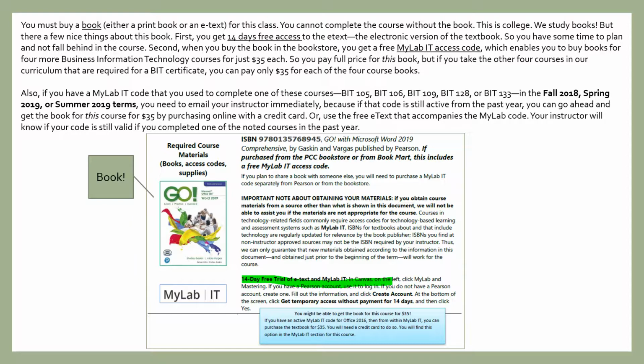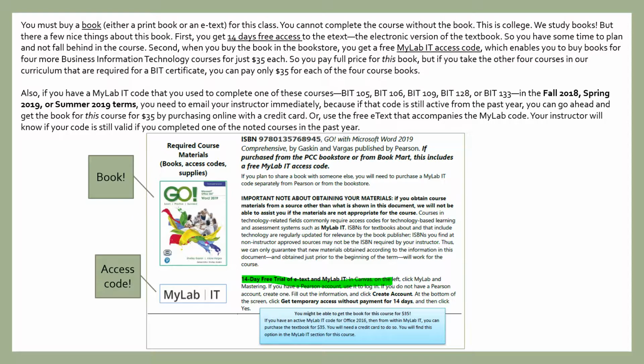Second, when you buy the book in the bookstore, you get a free MyLab IT access code, which enables you to buy books for 4 more business information technology courses for just $35 each. So you pay full price for this book, but if you take the other 4 courses in our curriculum that are required for a BIT certificate, you can pay only $35 for each of the 4 course books.